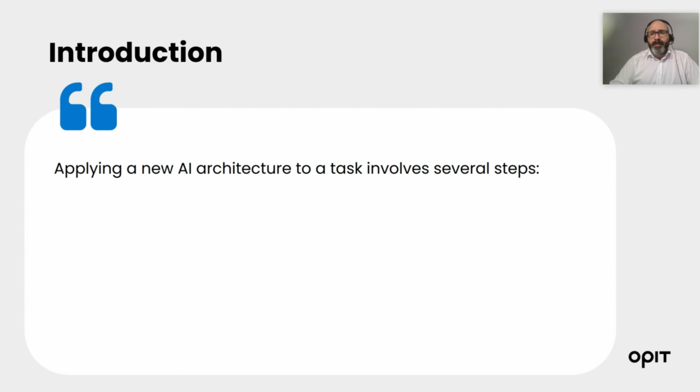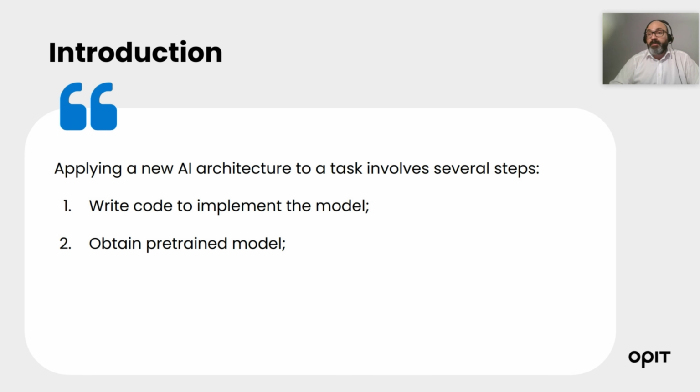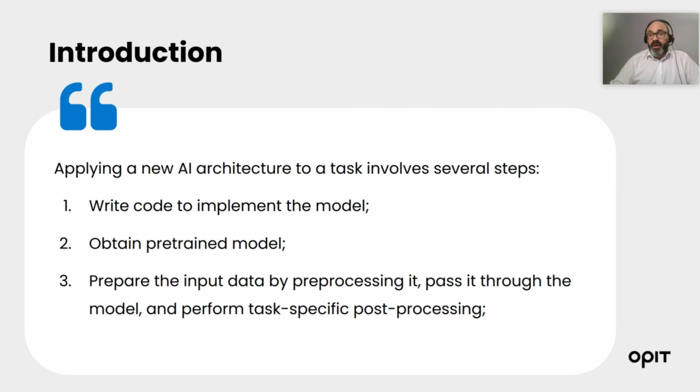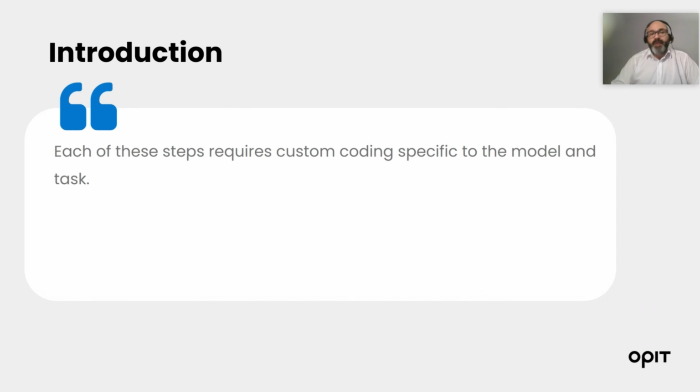Model Hub. Applying new AI architectures, LLMs, transformers, is a task that involves several steps. For example, the first step is to write some code to implement the model, but also we can obtain the pre-trained model directly from the researchers that developed the models. And in particular, and this is a step that always needs to be done, is to prepare input data by pre-processing it, pass it through the model, and perform, most of the time, also some post-processing on the output of the model. Each of these steps requires really some coding skills and is specific for each model.